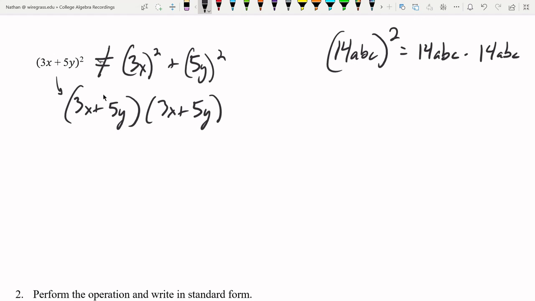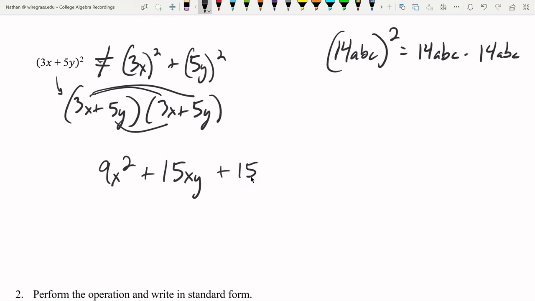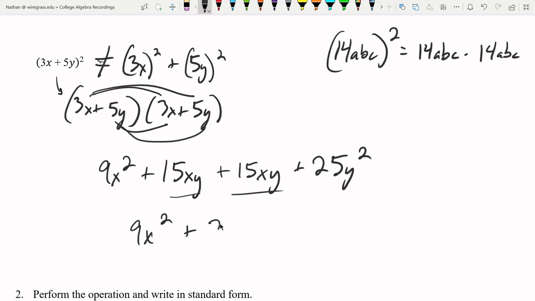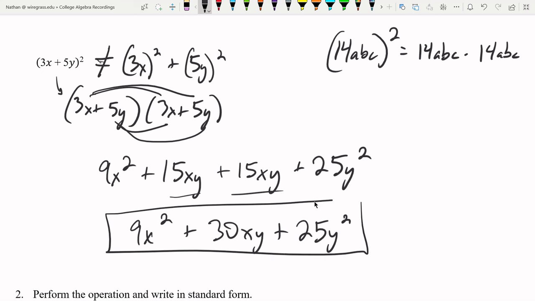And here I can distribute 3x into both things. 3x times 3x is 9x squared. 3x times 5y is 15xy. 5y times 3x is 15xy. And 5y times 5y is 25y squared. I have like terms here. Combine those. And I get 30xy. And that is my answer.